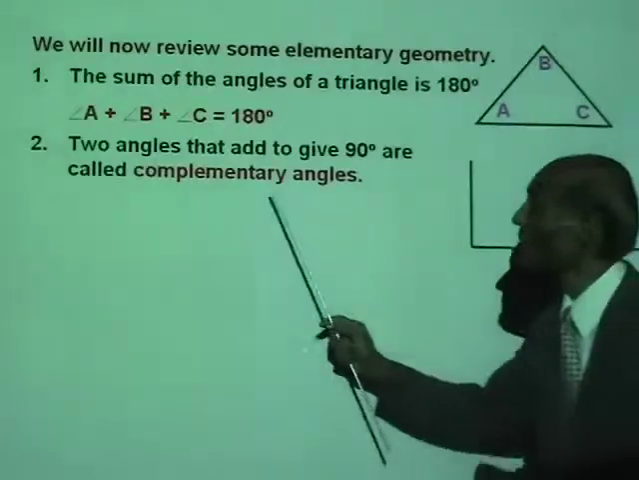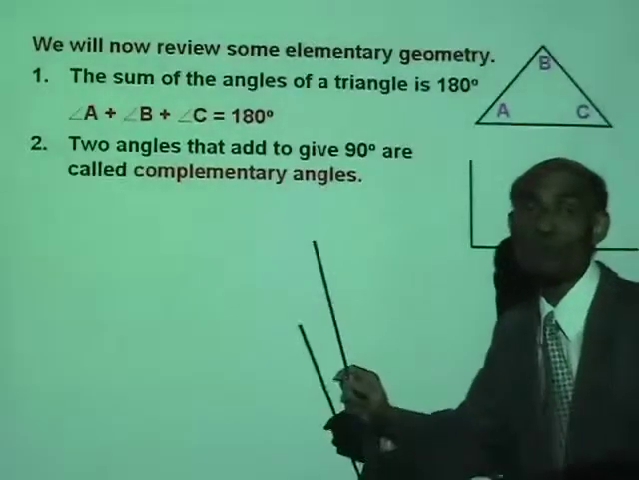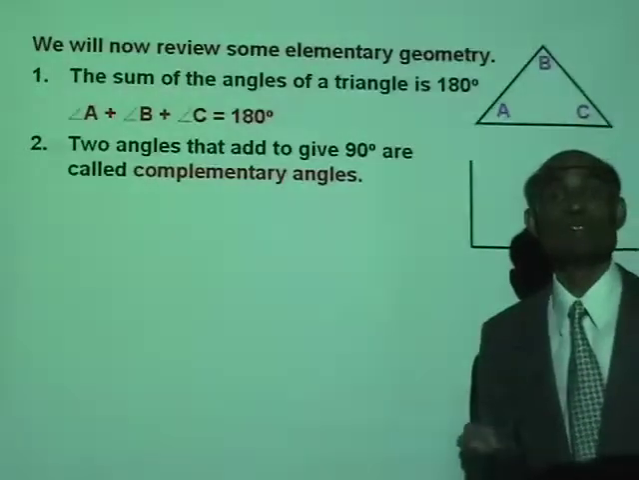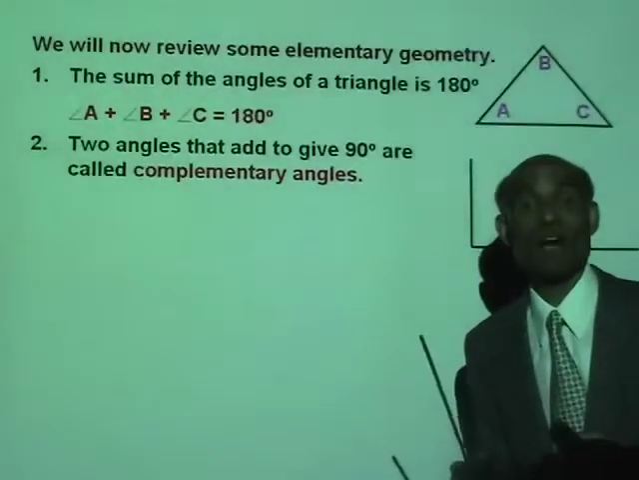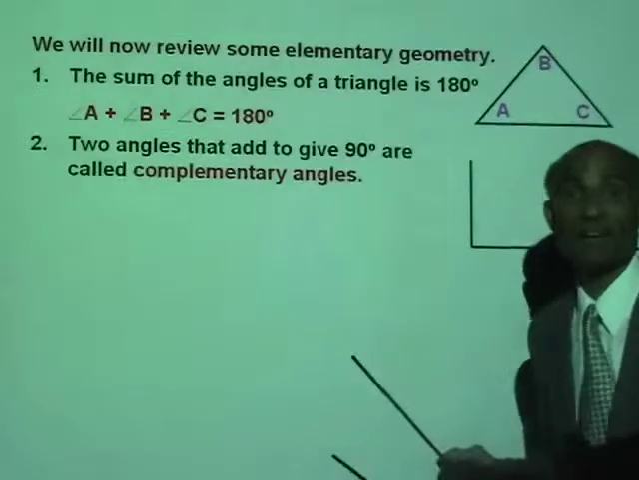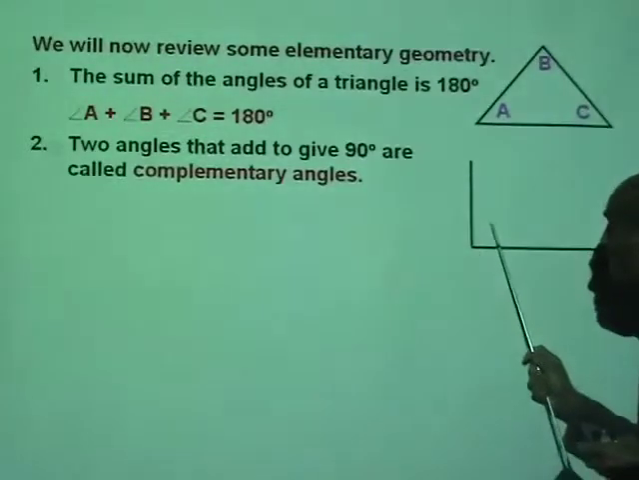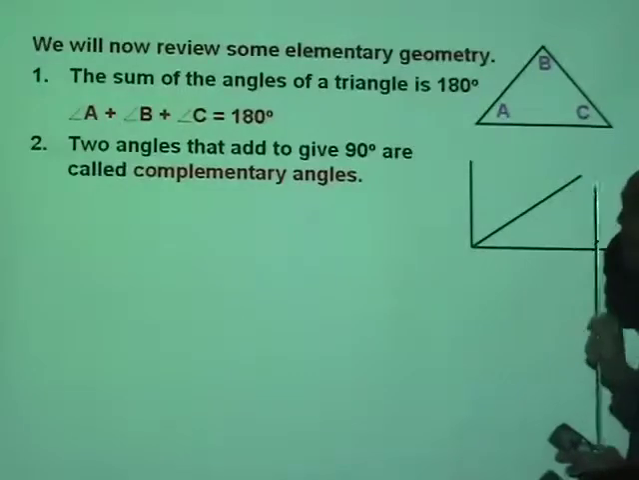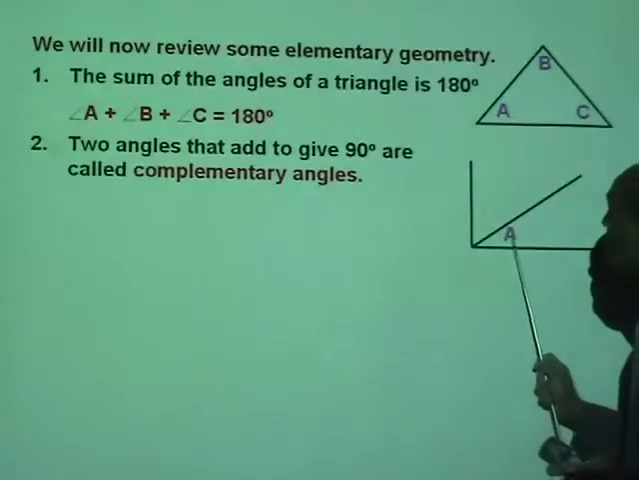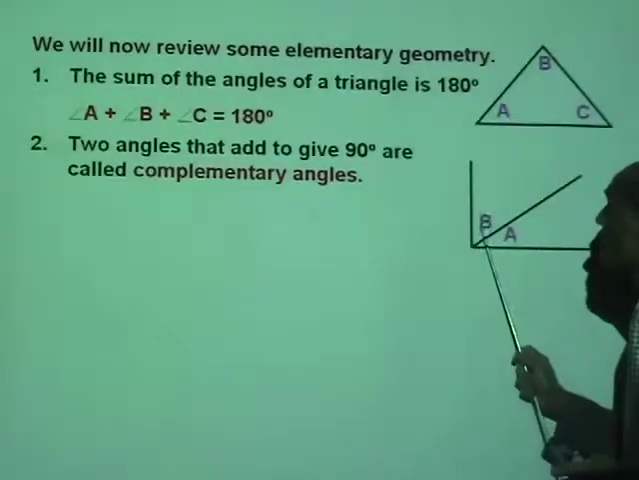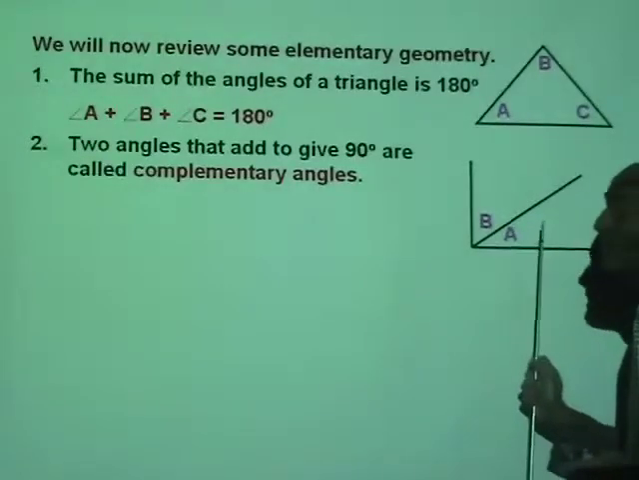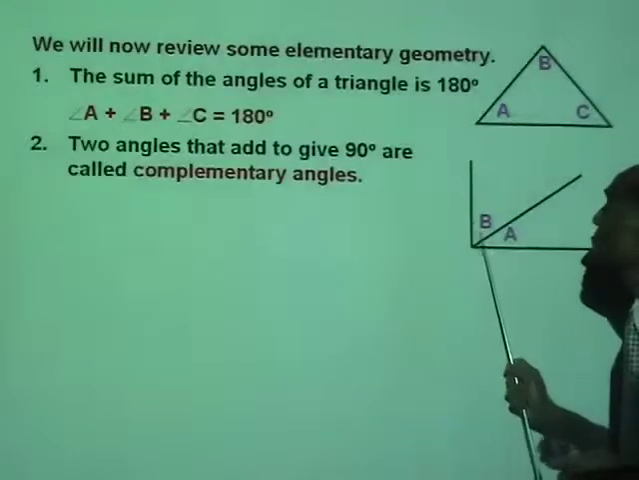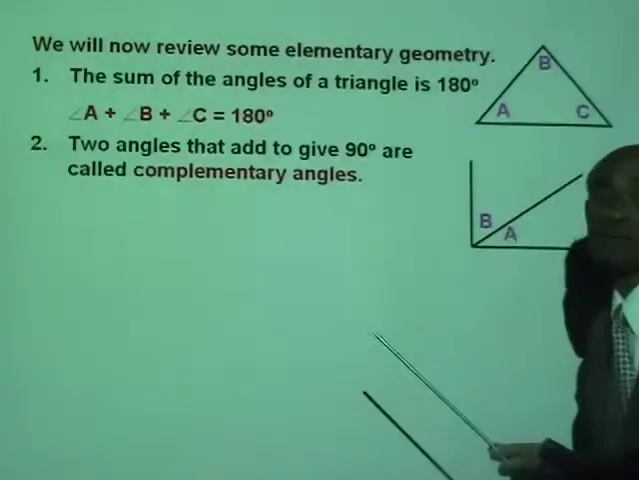What are complementary angles? If two angles add to give you 90 degrees, those two angles are called complementary angles. Now, this is 90 degrees, a right angle. If I divide that into two, look at this. This is angle A, and this is angle B. What do you get if I add angle A to the measure of angle B?